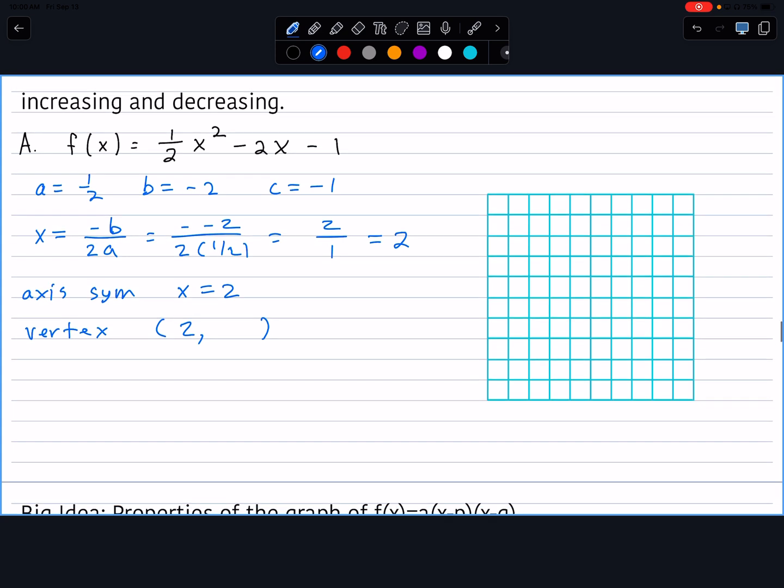The way we do that, as you all know, is I'm going to take the number that we just found and plug it into x in our equation. So I get f of 2 is equal to 1/2 times 2 squared minus 2 times 2 minus 1, which equals: 2 squared is 4, 4 times 1/2 is 2, 2 times 2 is 4, minus 1. So I get -2, -3. Okay? In regards to finding the vertex, do you have any questions?